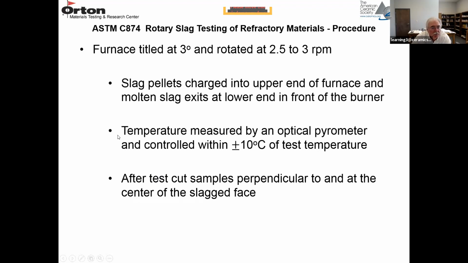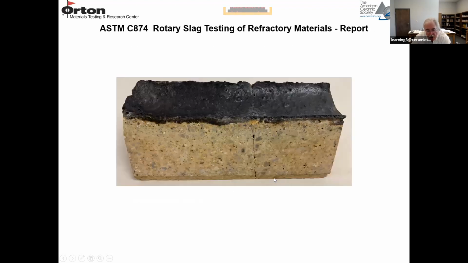So this is a refractory sample. This is the 9-inch direction. This is what it looks like after the slag test. So here's the residual slag that's on the surface. And you can see there's a cut. This used to be a horizontal surface here. There's a cut, and there's some slag penetration.